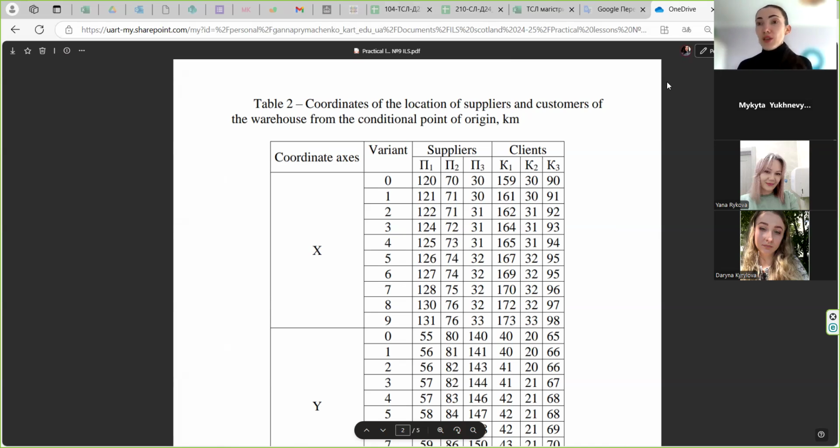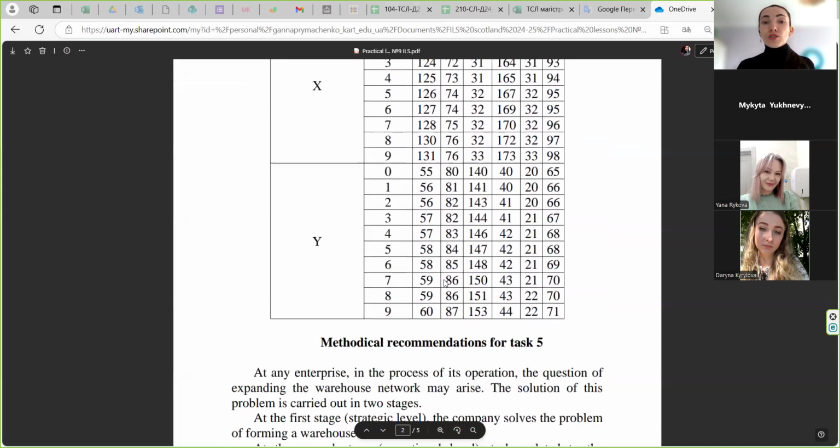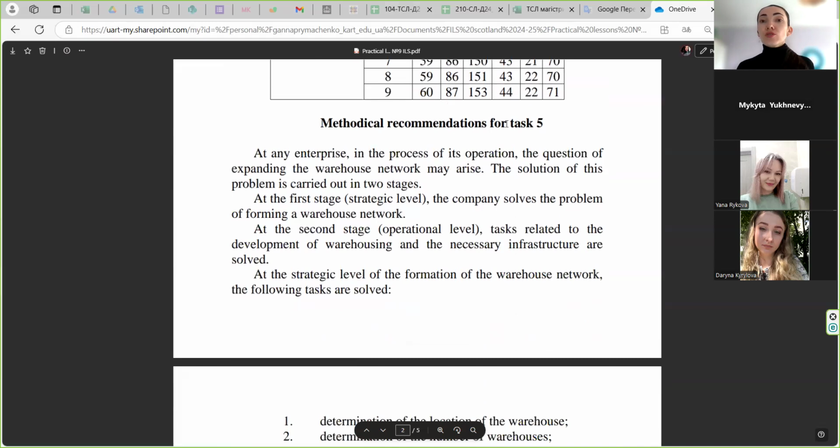So it is important to find where our different types of customers and suppliers are located, and where we need to build a warehouse. These are our questions for today. Also, we have different parameters in kilometers. And we have methodical recommendations for our task number 5 today. You have all these materials, so if you can't do it online today, you can look at it later. Sorry.